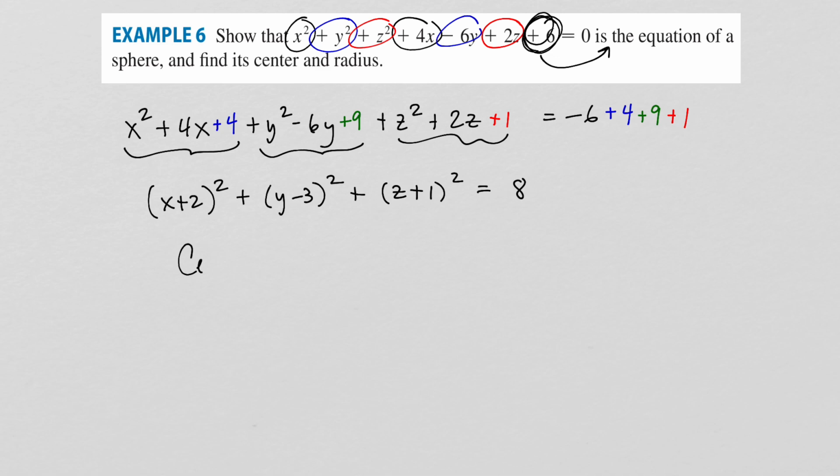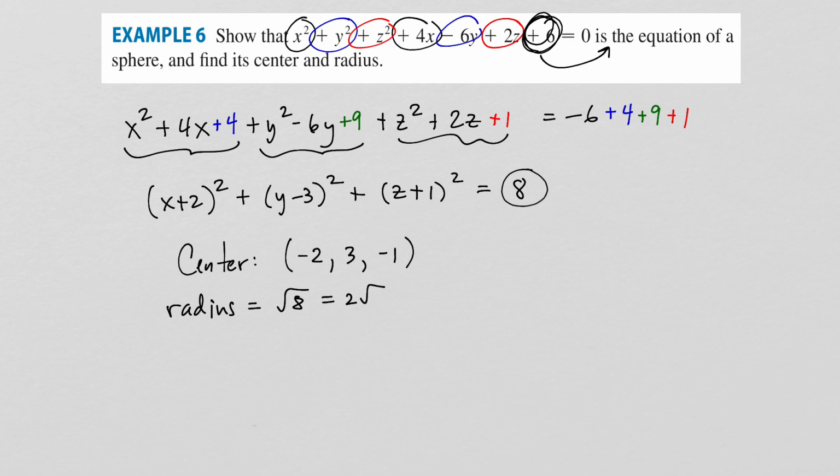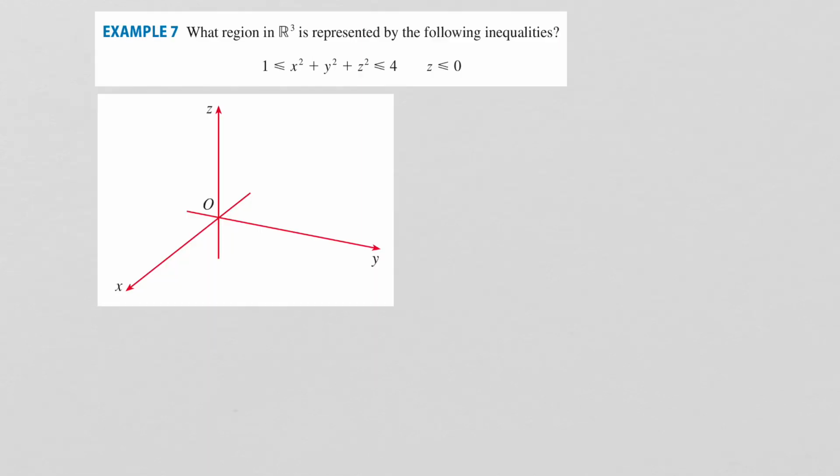And so the center of this sphere occurs at x equals -2, y equals 3, z equals -1. And the radius, remember now, this number is the radius squared. So the radius is the square root of 8, which can be simplified to 2 radical 2.